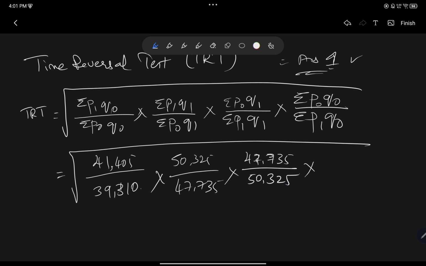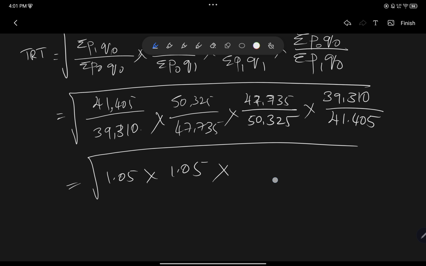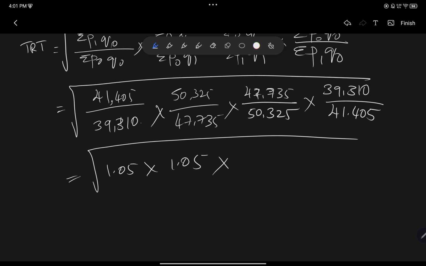You should look at this when solving the problem. P0 Q0 is 39,310. P1 Q0 is 41,405. So now if I divide this, I get 1.05 into 1.05 into 47,735 divided by 50,325, which is 0.95, into 39,310 divided by 41,405, that is again 0.95.